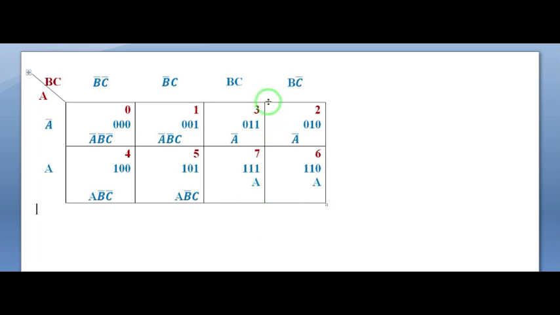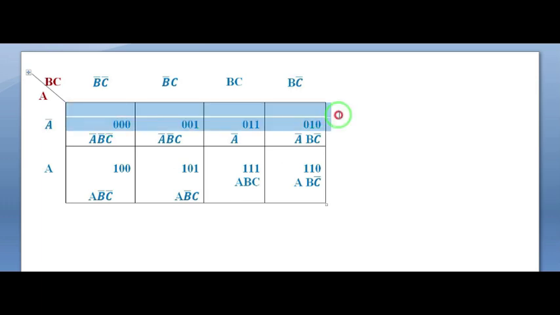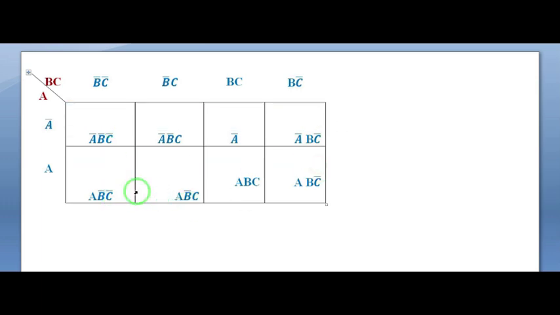Then here also we have BC. Then here the fourth column, every cell should have BC bar. Now I'm going to remove these numerical values which are in decimal as well as in binary. So here I have forgotten to write BC. So this is a 3 variable K-map.